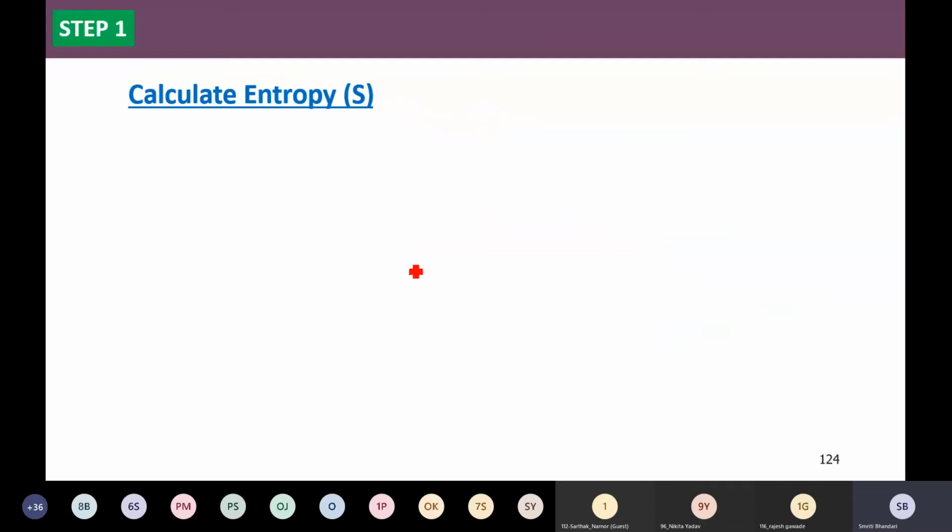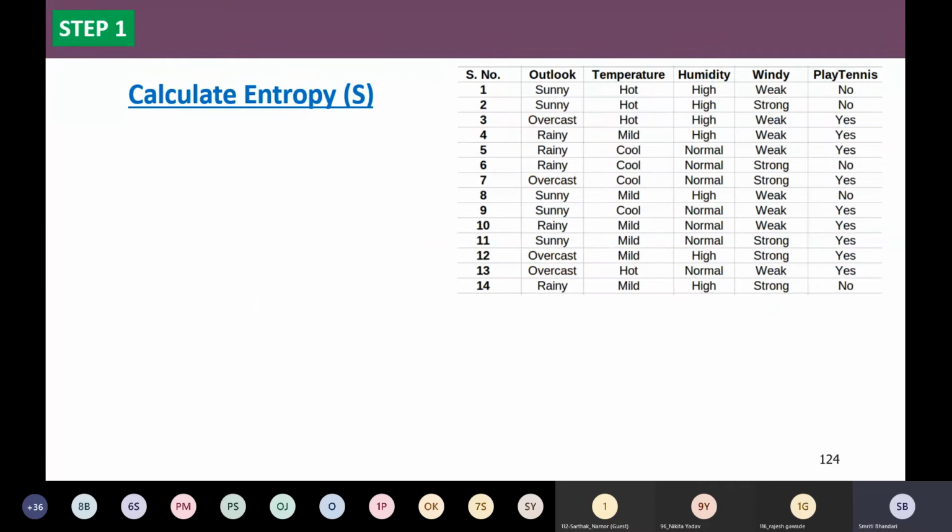So let's begin with our example. In our example, we have 14 different examples. We have 4 features, and we have play tennis as the target attribute. And for this target attribute, we have 2 classes, yes and no. So in the first step, we are going to compute the entropy for this entire training data set. In the given set S, we have 9 samples with class label yes, and 5 samples with class label no.